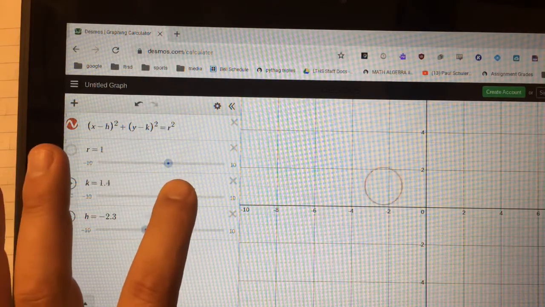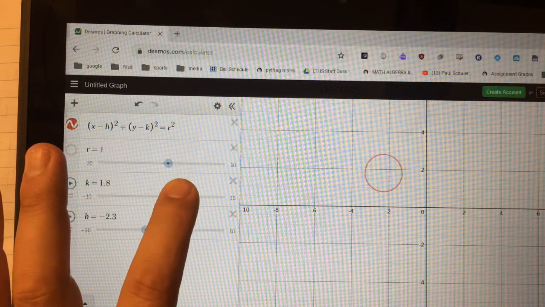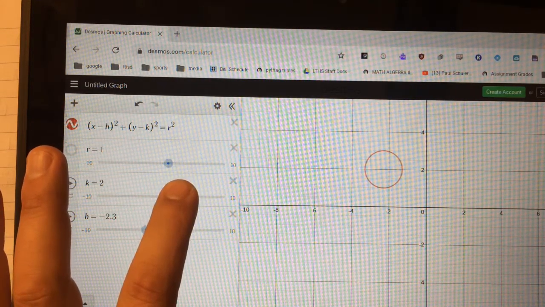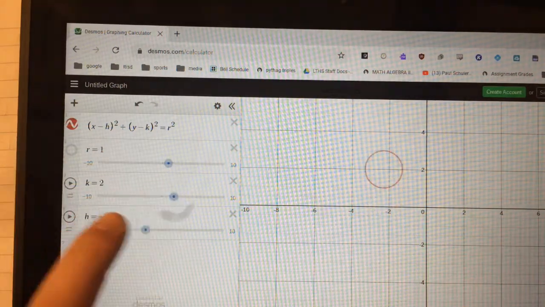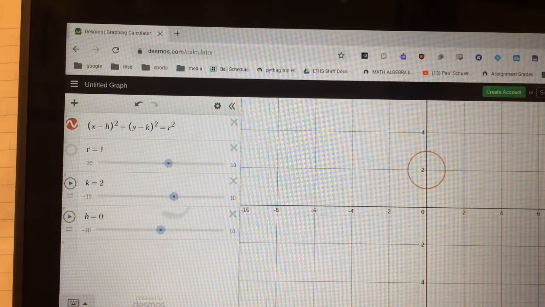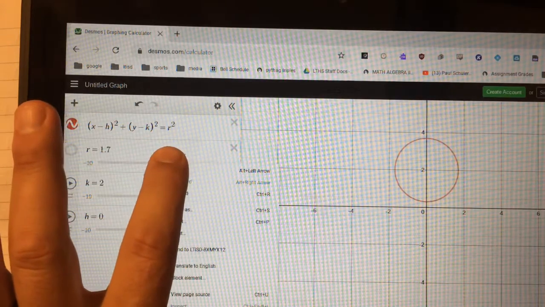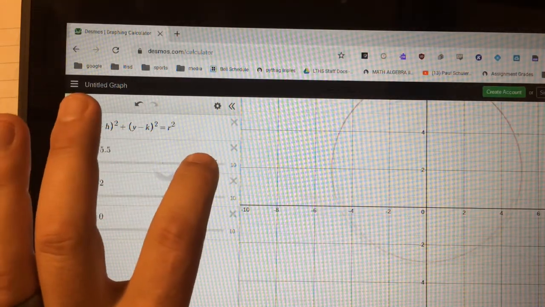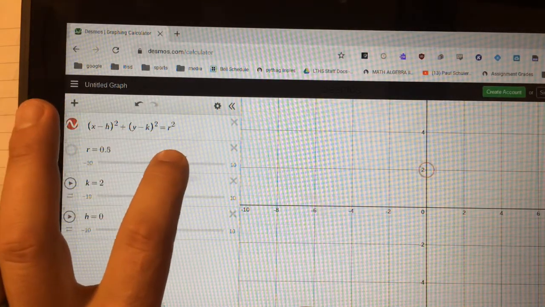So like if k is 2, it'll be centered at y equals 2. So you could move it up, down, left, right, and then the r value is the radius. So that's going to control how big the circle is, right? As I increase that radius, you can see it makes our circle either bigger or smaller.